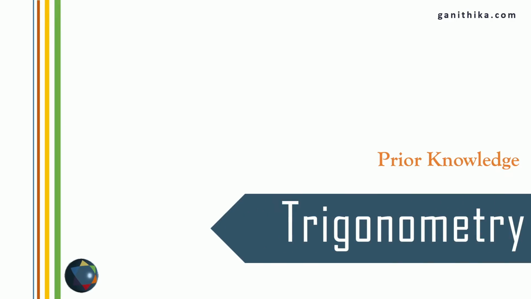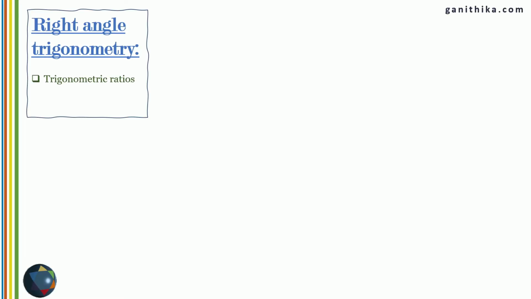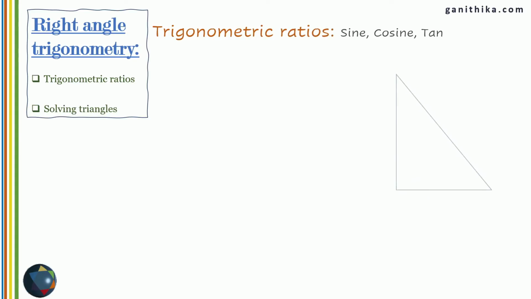Next, moving on to trigonometry, which is quite simple. The first thing that you need to know in trigonometry is just the basic trigonometric ratios, and then you need to know how to use trigonometric ratios to solve triangles. What are trigonometric ratios? They are sine, cosine and tan on a right angle triangle, right?